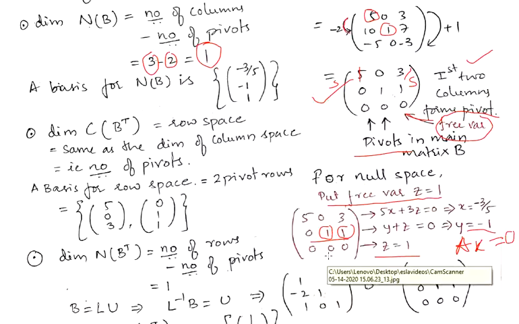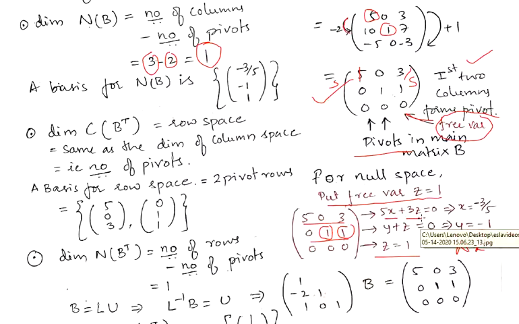Similarly, put these y and z values in this row. So 5x, that is 5x, plus 0y, that is 0, plus 3z. 5x plus 3z is equal to 0. The z value you know already, right? Z is 1. So x is equal to minus 3 by 5. So you have found the x, y, z values: minus 3 by 5, minus 1 and 1. This forms the column vector which belongs to the null space. Okay, minus 3 by 5, minus 1 and 1.